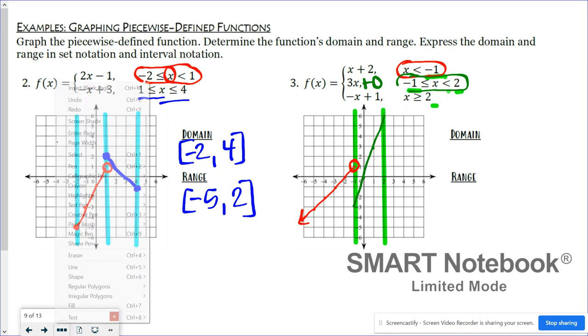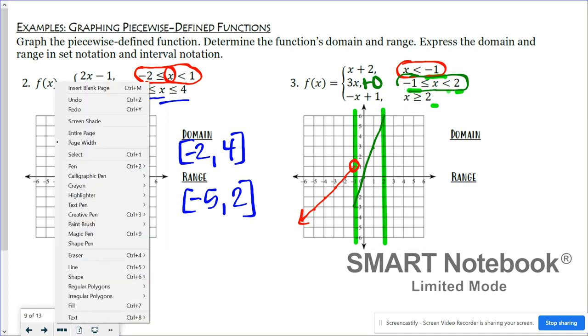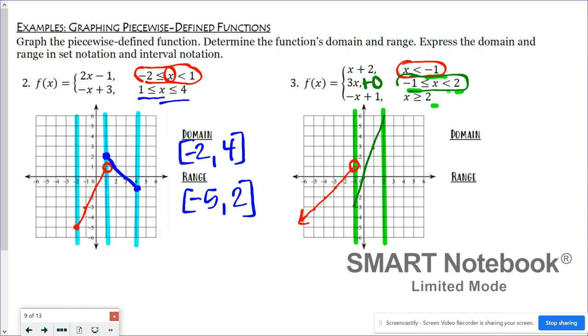Perfect. And then I just need to think what's happening at the 2 fences. So at the fence at -1, x is less than or equal to. So that means I'm going to have a solid circle. At the fence of 2, x is simply less than 2, so that means I have an open circle there. And now the second piece is all done.